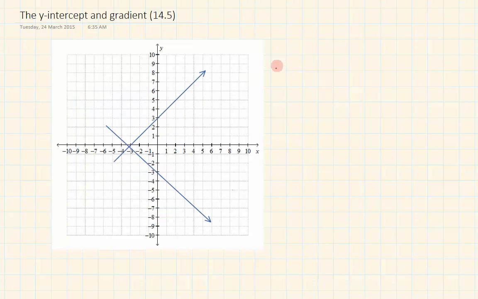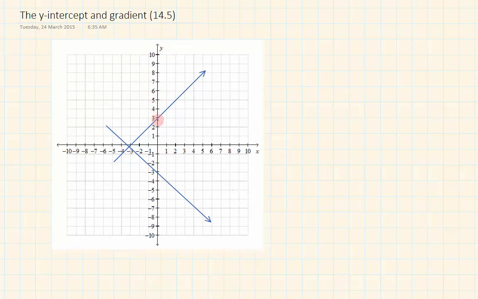The final concept we want to have a look at is the y-intercept. Now the y-intercept is defined as where a line crosses the y-axis. Okay, so we've got 2 lines here, and let's have a look at those lines. And we're saying that the y-intercept is where the line crosses the y-axis. So these 2 cases are fairly simple. We just look at our y-axis and see where our y-axis intersects with our line.